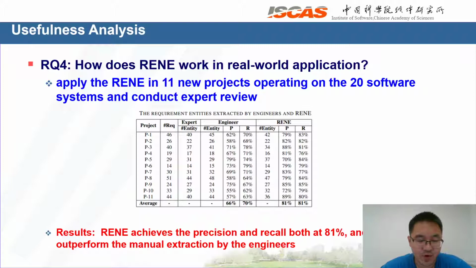In RQ4, we apply RANO in 11 new projects and conduct expert review. The table shows the performance of entities extracted by engineers and RANO. The result indicates that RANO achieved precision and recall both at 81% and outperformed the manual extraction by engineers.